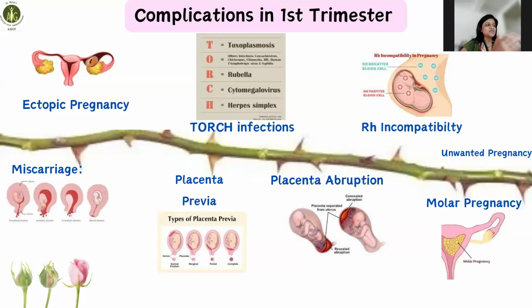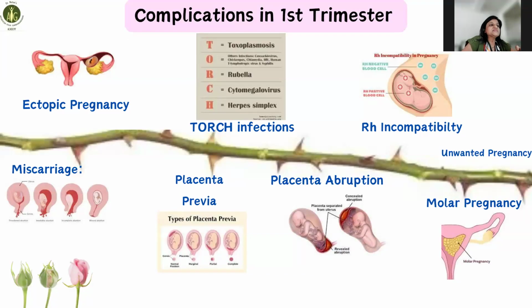Talking about the first trimester, there is ectopic pregnancy, wherein the fertilized egg usually occurs at a place other than the uterus. Mostly it is in the fallopian tube. Then there are various reasons for miscarriages. It could be a missed abortion, it could be an incomplete abortion, or various other ways miscarriage happens. Then there are the TORCH infections that one needs to look into. There are these 5 infections that happen.